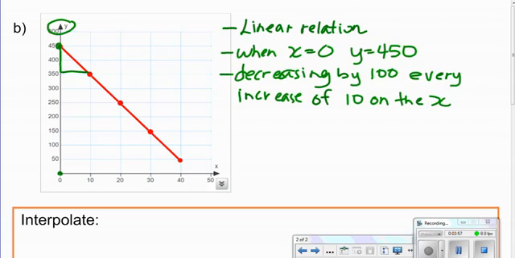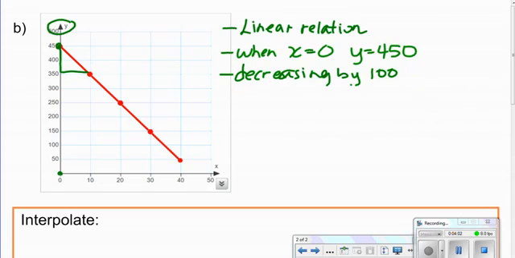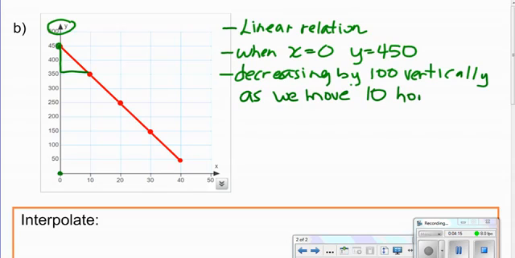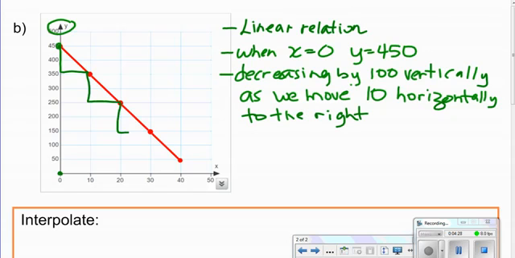Actually, let's use horizontally and vertically. That's probably good. So decreasing by 100 vertically as we move 10 horizontally to the right. Okay, so we're going down 100 over 10, down 100, right 10, down 100, right 10, and that pattern would continue.